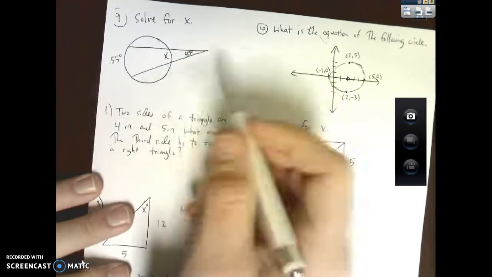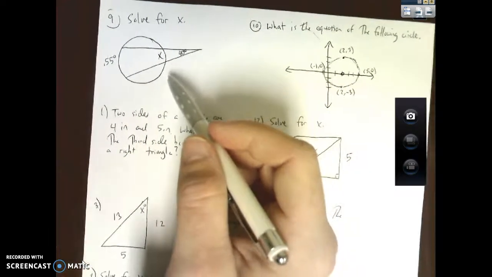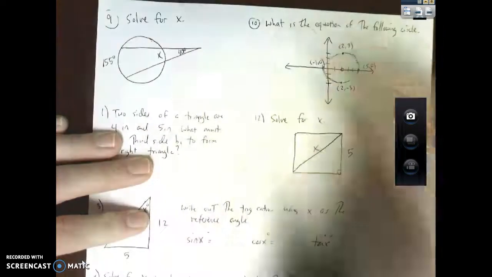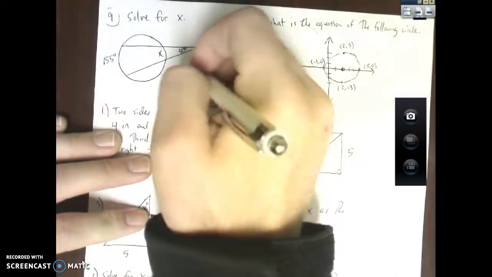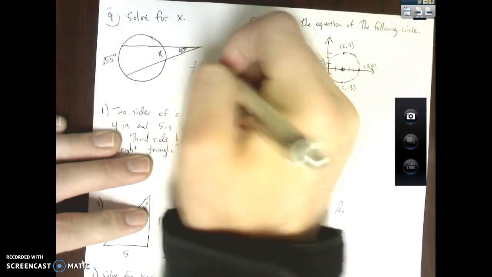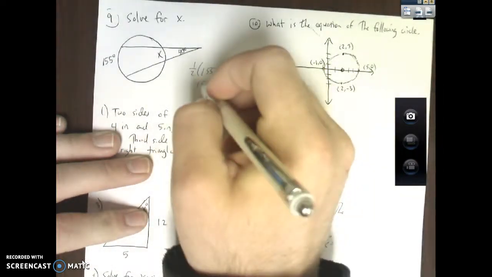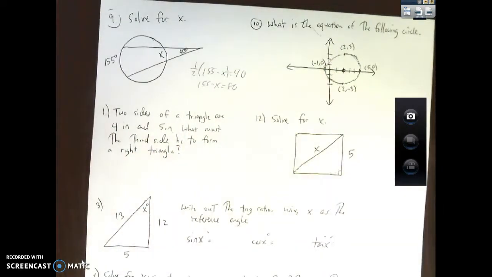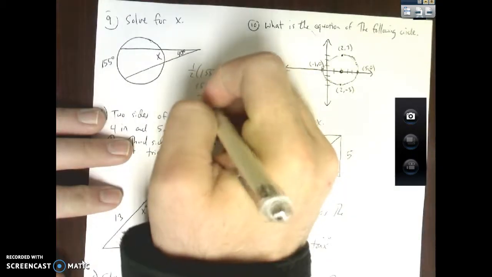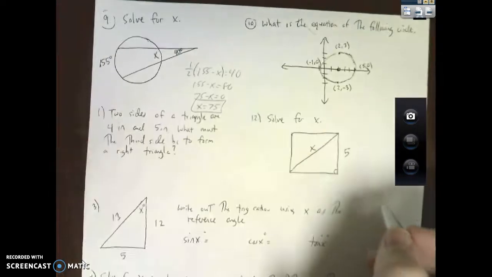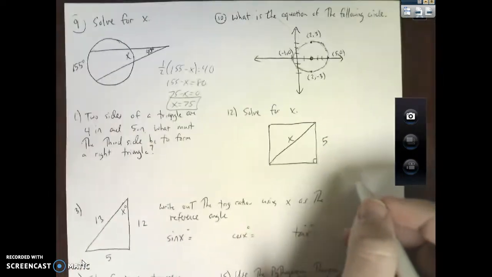Okay, so 2 lines cutting through your circle here. It's the outside minus the inside. I believe this is 155. It's 1/2 outside minus inside equals the inside. So I can times the other side by 2. Okay, subtract 80 over. 155 minus 80 gives you 75. Add the x over. X equals 75. Looking good. Okay, and you can play around with that.